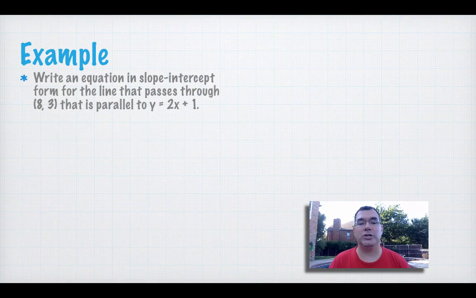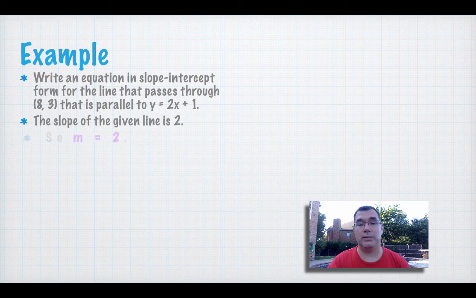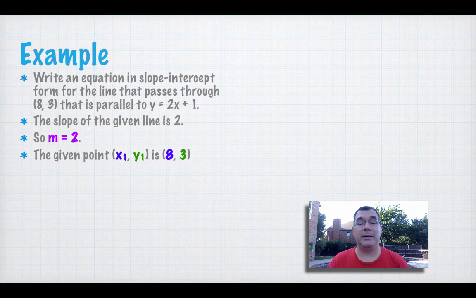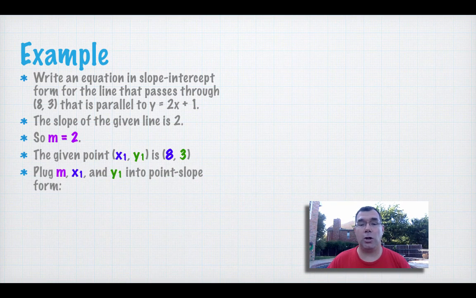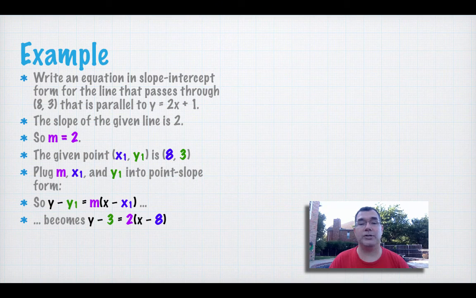I need to write an equation in slope-intercept form for the line that passes through (8, 3) and is parallel to y = 2x + 1. So I'm looking at y = 2x + 1, and the slope of that line is 2. So any line that is parallel to y = 2x + 1 is also going to have a slope of 2, so I know that my slope is 2. I've been given the point (8, 3), so that's going to be my x1 and my y1. So I plug all of those into point slope form, which is given to me right there. And what it will look like is y - 3 = 2(x - 8).